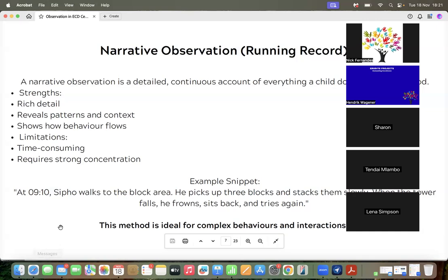Yeah. Perfect. That's actually an excellent example because in this narrative observation that you made, you provided the context, playing with the ball, where they were, etc. And you also showed the behaviors between the children. So how the child behaved and how the child behaved with another child. So that is an excellent example.